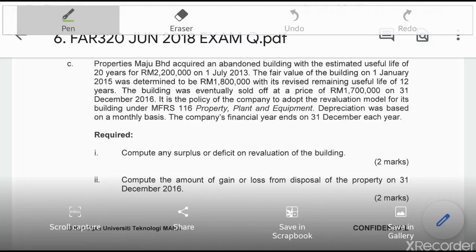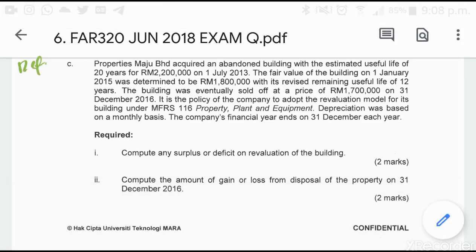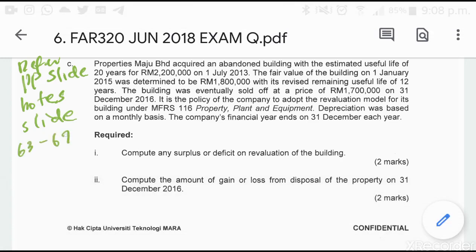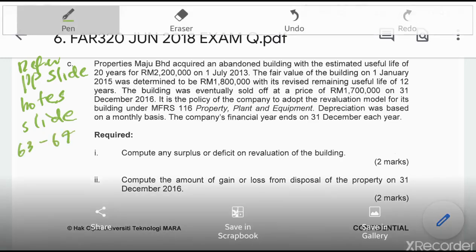So in your PowerPoint slide notes, that is actually at slides 63, 64, 65, 66, and 67. So in your PowerPoint slide notes, you can refer to slides 63 to 67. Okay, let's start.